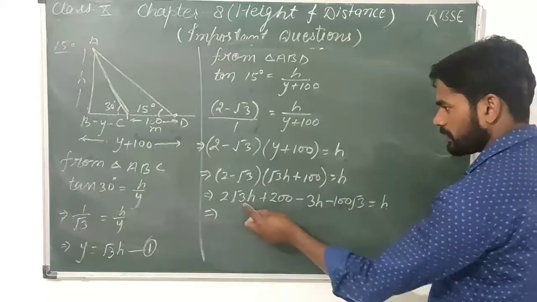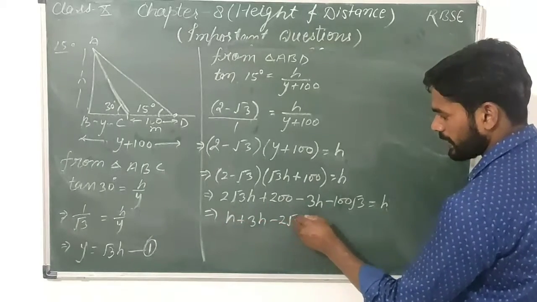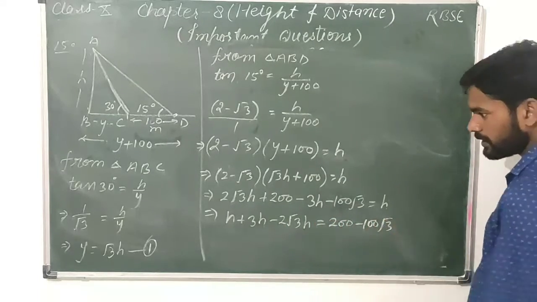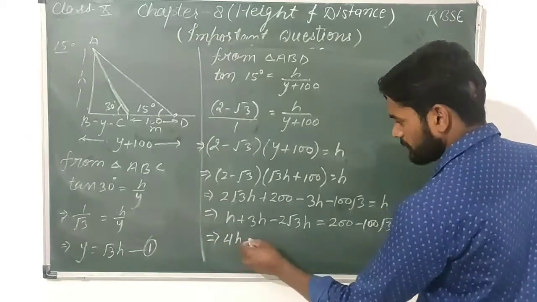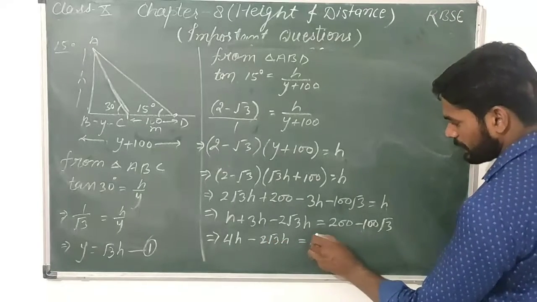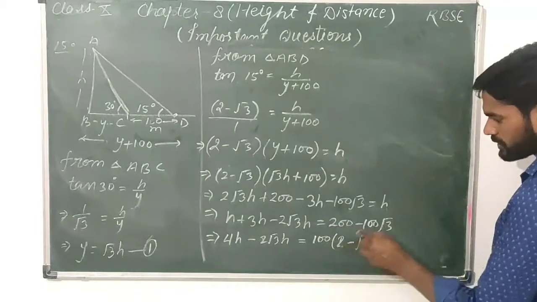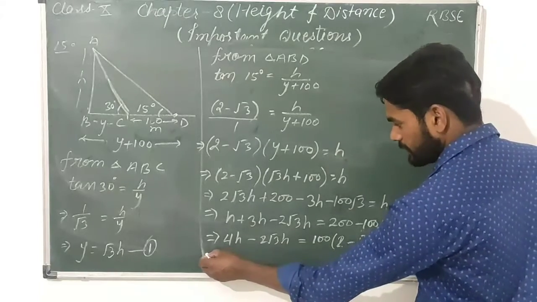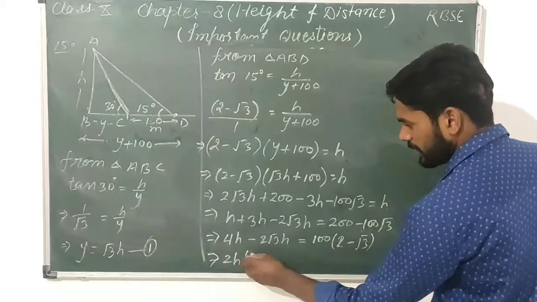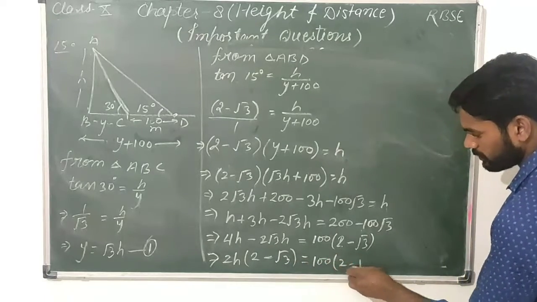Separate the h, h को इधर ले आओ, this one and this one. ये प्लस का हो जाएगा: h plus 3h minus 2 root 3h is equal to 200 minus 100 root 3. 4h minus 2 root 3h is equal to 100, यहां से कॉमन ले लें, बचा अपने पास 2 minus root 3. 100 2s and 100 as 1 root 3. And from here we can take 2h as common. क्या बचेगा यहाँ पे, 2 minus root 3 is equal to 100 into 2 minus root 3.